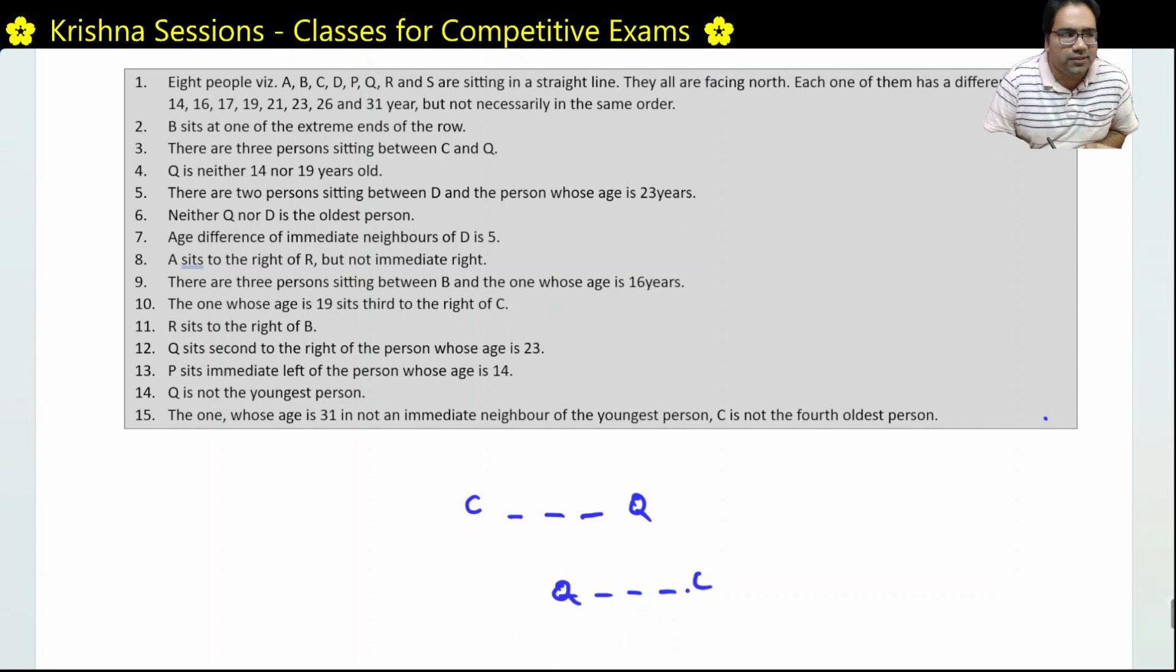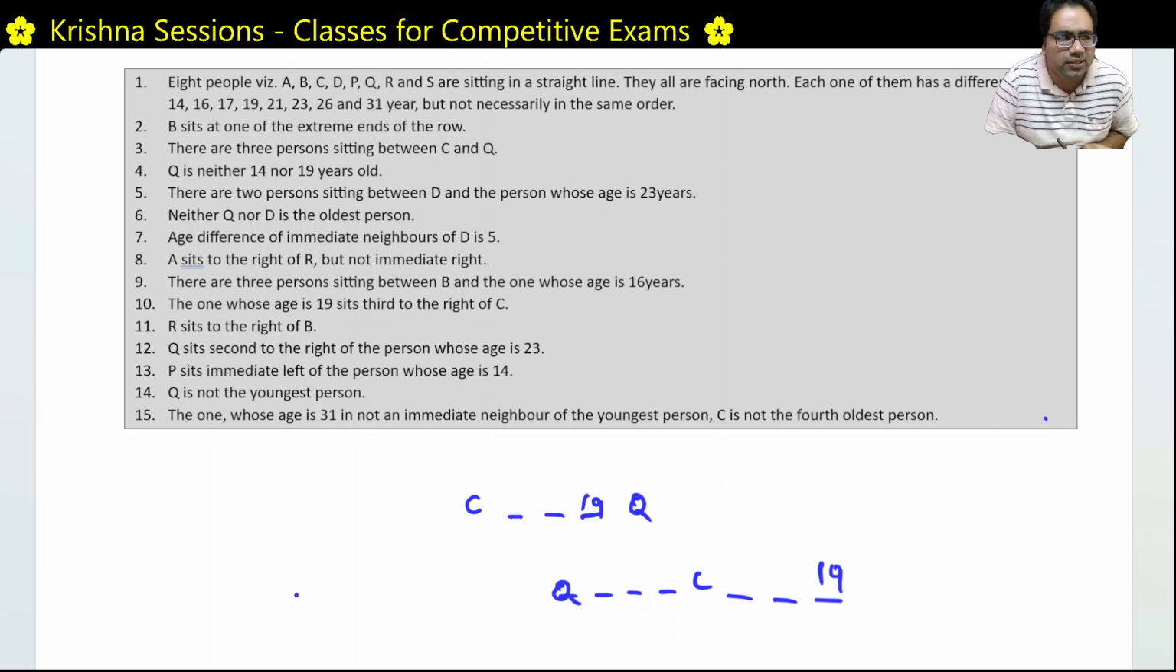Let's use this. In the first case, third to the right of C is 19. In the second case too, the person third to the right of C becomes 19. If this case becomes 19, then 8 slots are done, right? 1, 2, 3, 4, because between Q and C there should be 3 people, and the third from C is 19. So 8 slots are done: 1, 2, 3, 4, 5, 6, 7, 8.